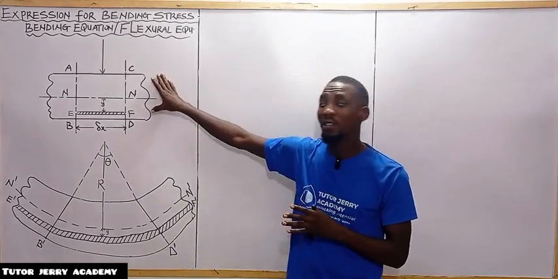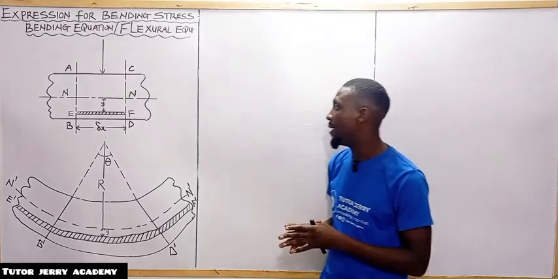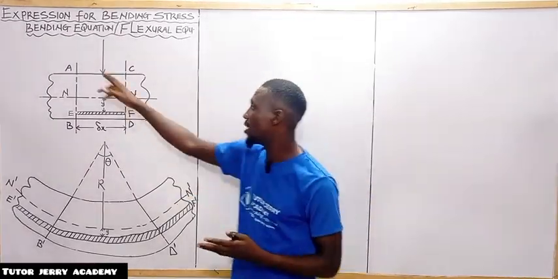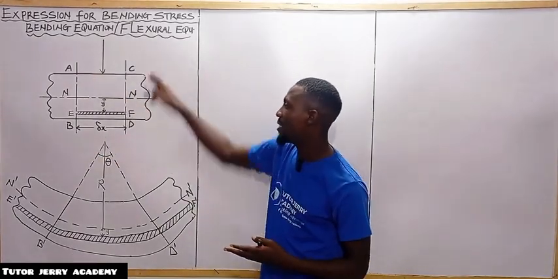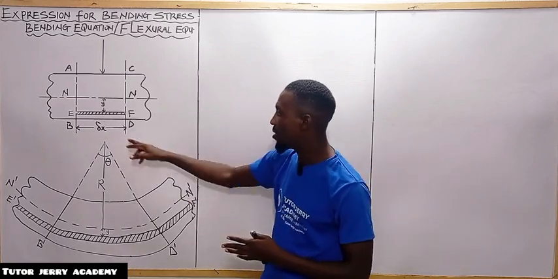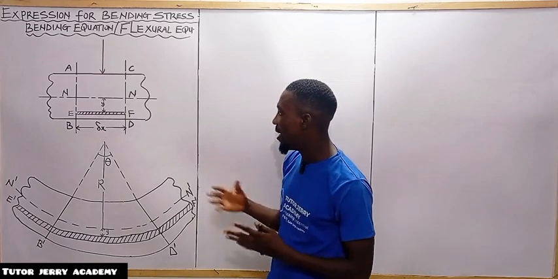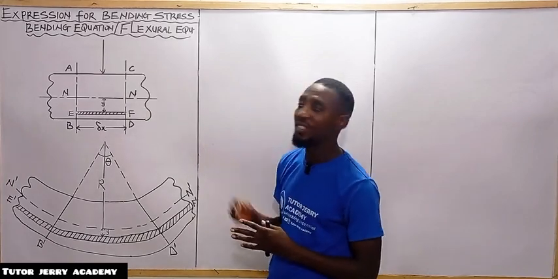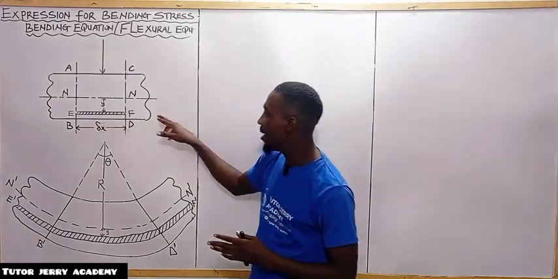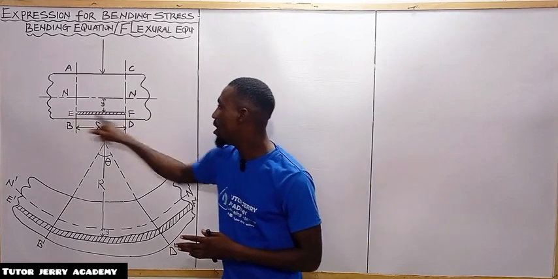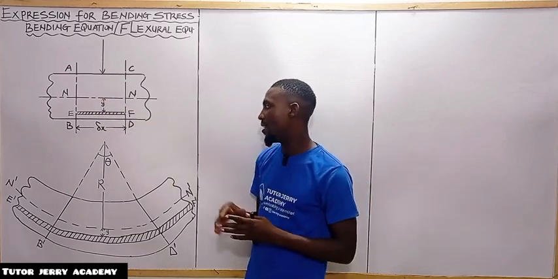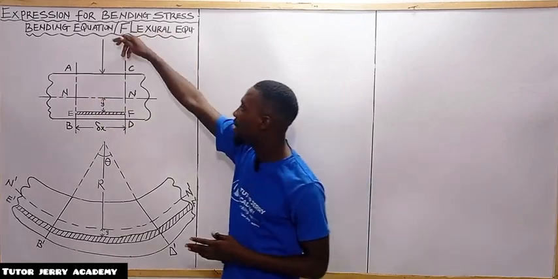This is a part of a beam under pure bending, and we are considering two sections, section A B and section C D, at a distance of ds. Within this beam we are considering a layer. We take a small elemental layer there, which is EF, at a distance y from the neutral layer.